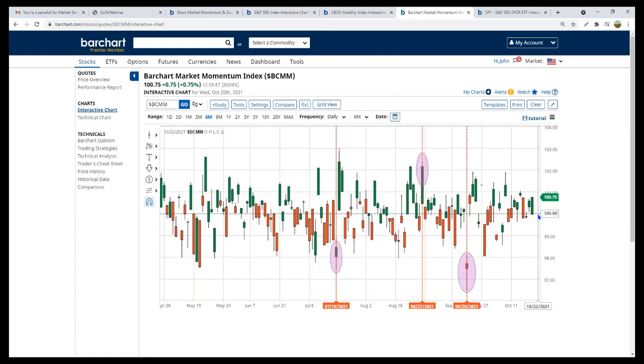Now, the first one that I have highlighted here is September 20th. And you can see that we are well below that 98. All right, so let me go back to my slides.